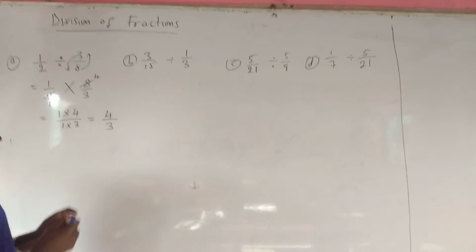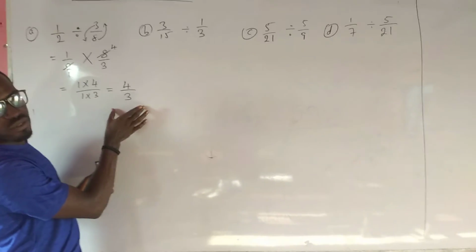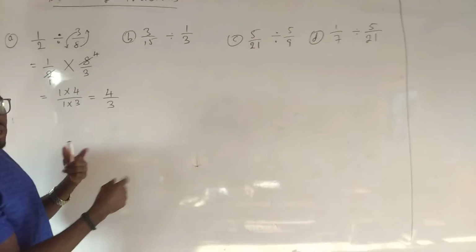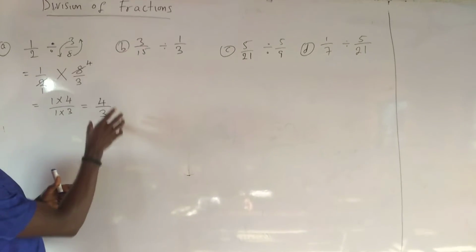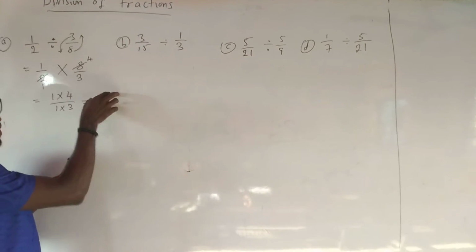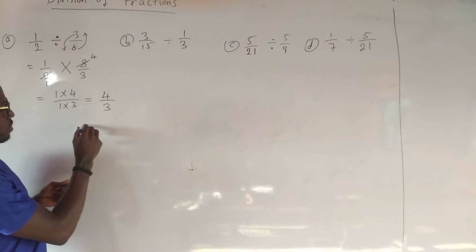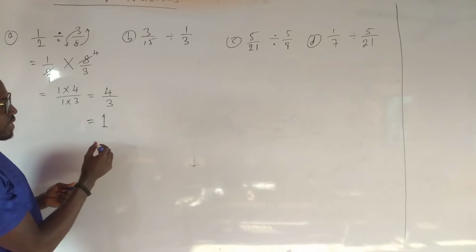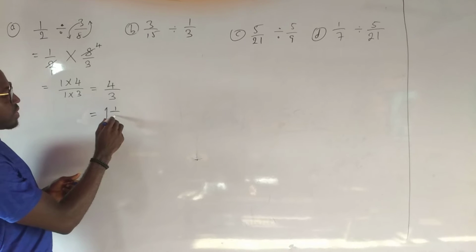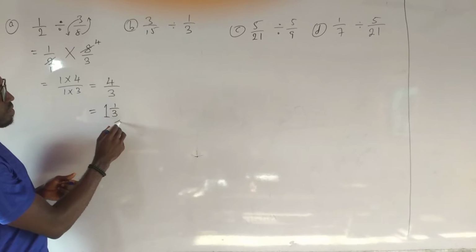And children, this is what? An improper fraction. And we've already studied how to convert from improper to mixed. How many 3s can you produce from 4? You can only produce one 3, then remainder 1. And that one is still divisible by 3.